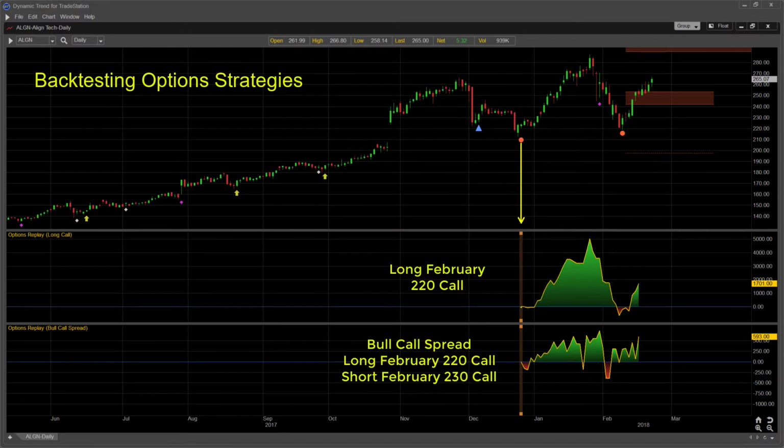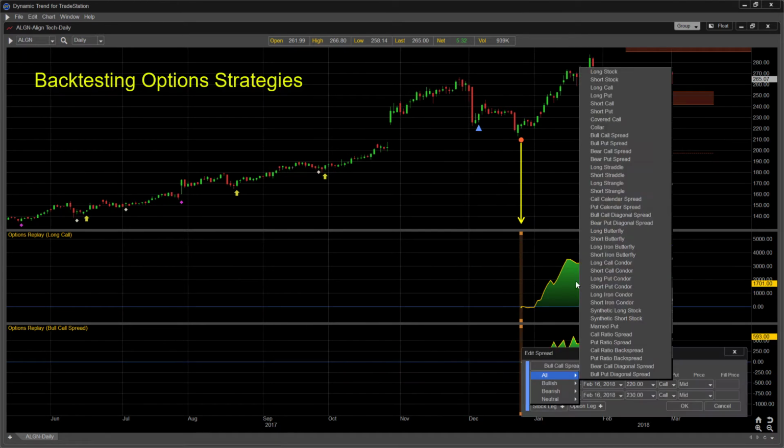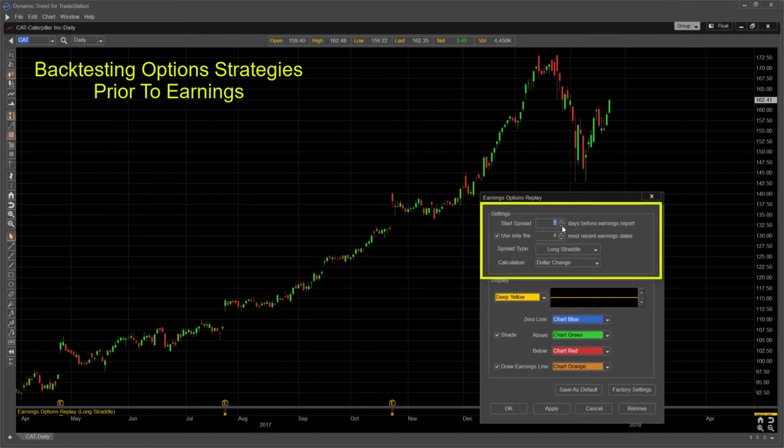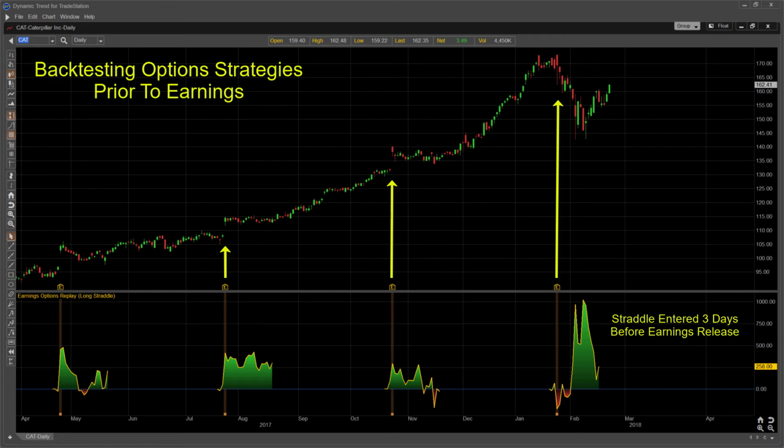How would a bull call spread perform compared to the call? Or select any of the built-in strategies. Or how will a straddle on Caterpillar perform if entered 3 days before earnings release?